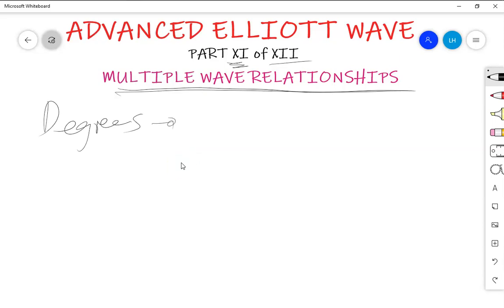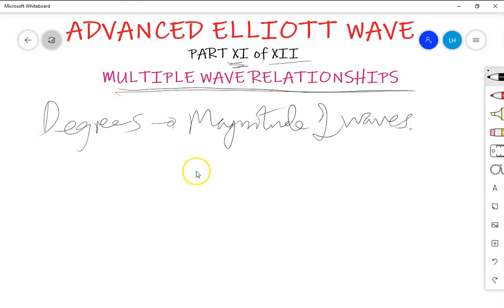In wave degrees, the general theme is all about the magnitude of waves. Various waves have different magnitudes, whereby we have those of higher magnitudes, then we have those of smaller magnitudes. Those of smaller magnitudes are building blocks for those of higher magnitude. That's how things operate. When a smaller magnitude wave degree gets completed, it will be just a part of that higher degree move.